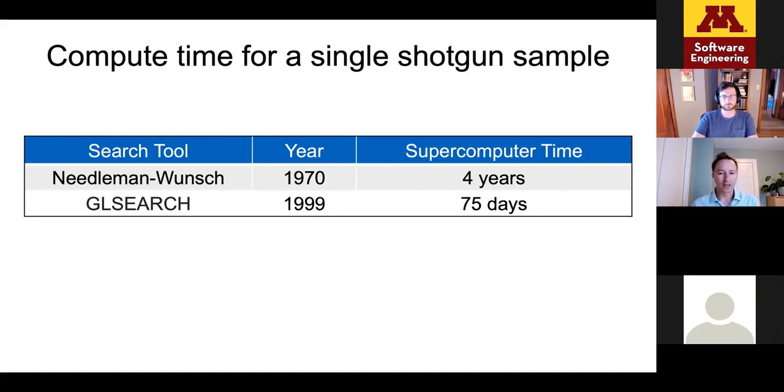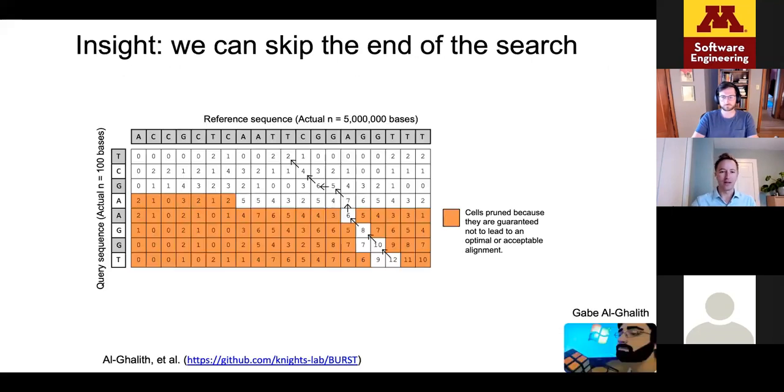Over the subsequent couple of decades, there were groups that worked hard on parallelizing this and speeding it up in different ways, and got the cost down by a factor of 20, which is pretty cool. So it's now 75 days, but that's still too long. If you're doing that on 500 samples, that's just too much compute time.